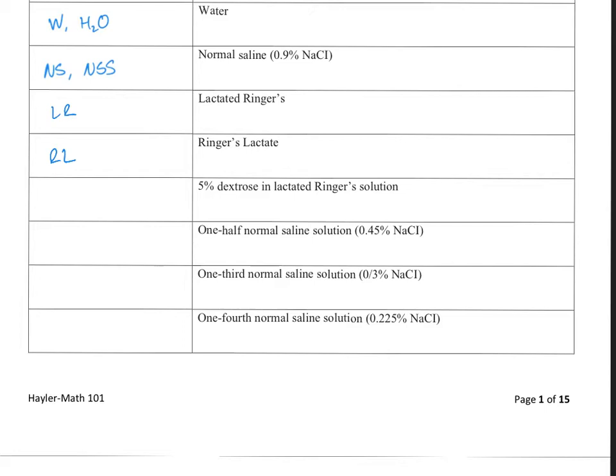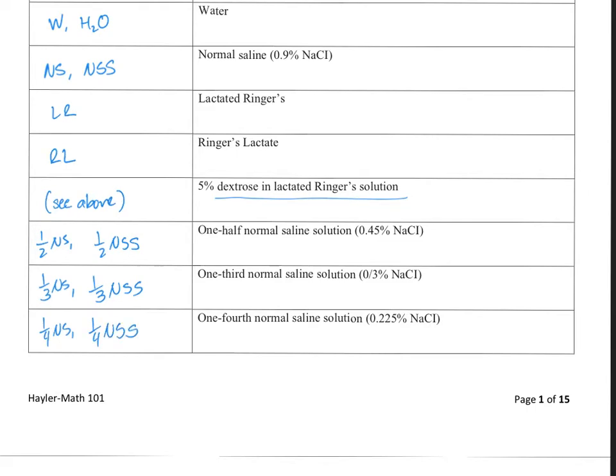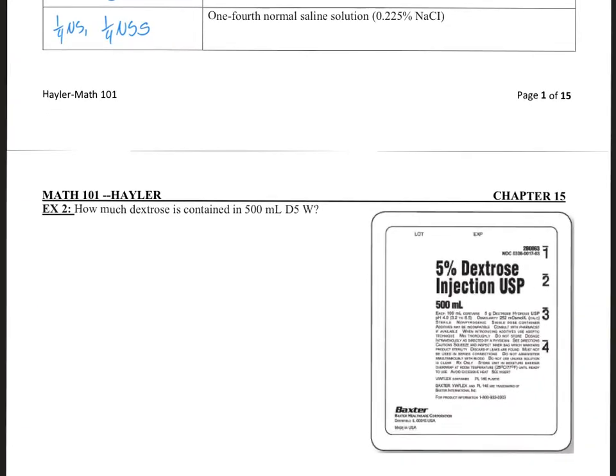Alright, so for the 5% dextrose in lactated Ringer solution, we already did that example, so see above. And then for 1/2 normal saline solution, we're just going to do half NS or half NSS. The same follows for the next two. 1/3 normal saline solution would be 1/3 NS or 1/3 NSS. Then 1/4 normal saline would be 1/4 NS or 1/4 NSS. Once again, which one to use would largely depend upon where you are working.